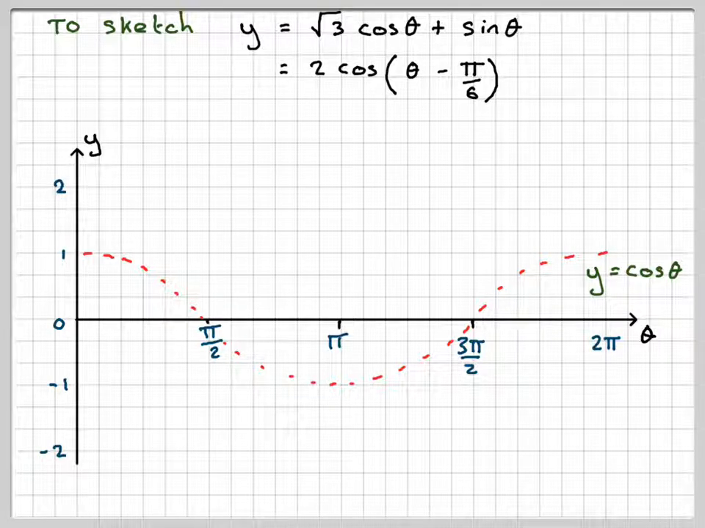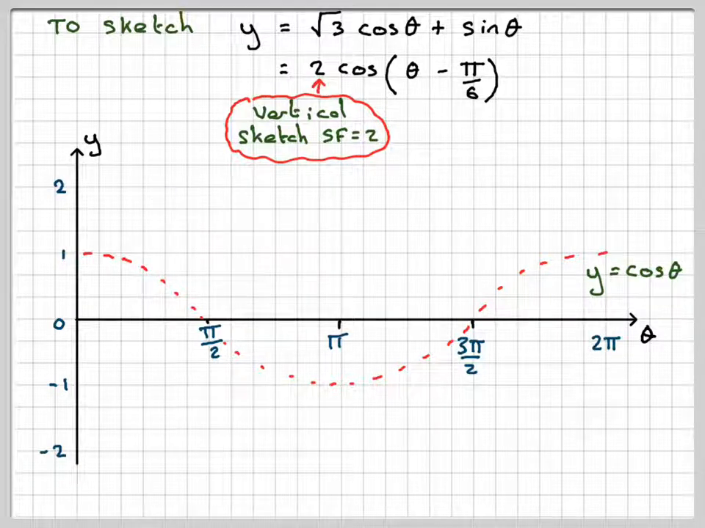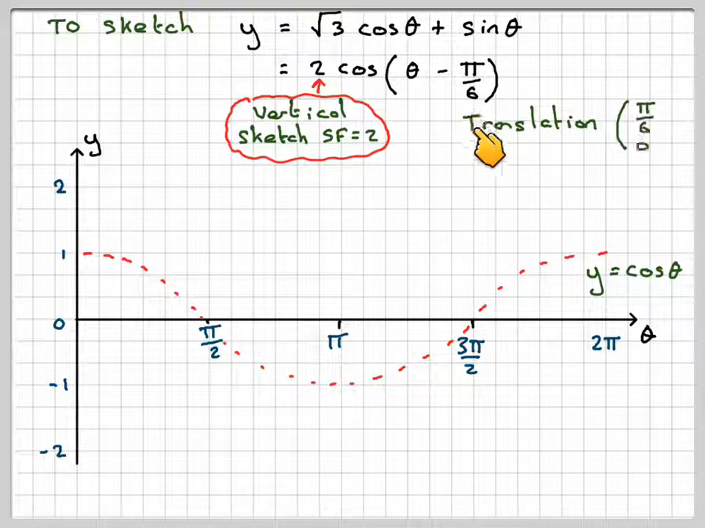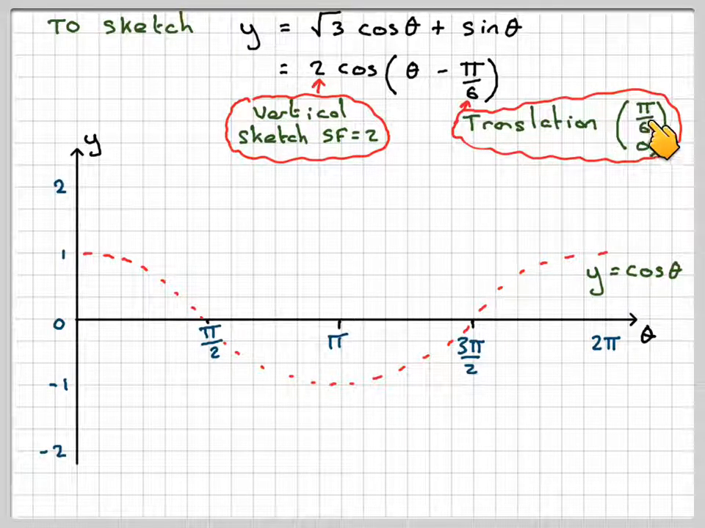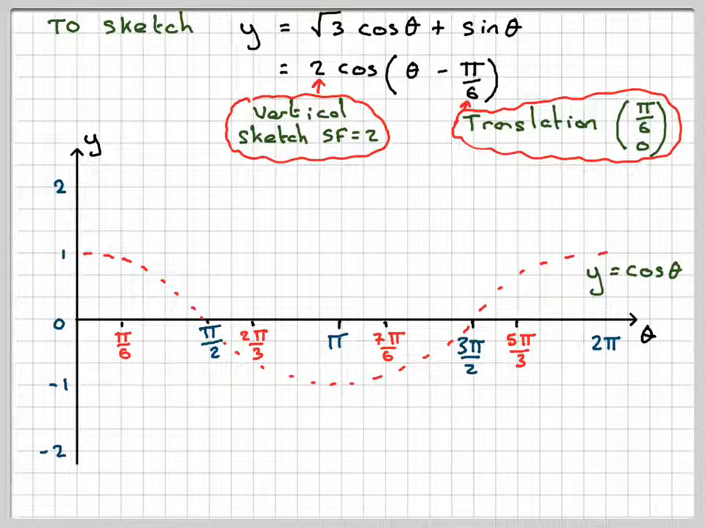Now the 2 means that this is a vertical stretch, so this is stretched 2 units this way and this 2 units this way. And this minus pi by 6 means a translation of pi by 6, 0. So that means the maximum point is going to be moved along to pi by 6. So we need to mark on these points: pi by 6, 2 pi by 3, 7 pi by 6, and then 5 pi by 3. Then this point here will go to here, it's 2 because it'll be 1, and then you have to stretch it to 2.